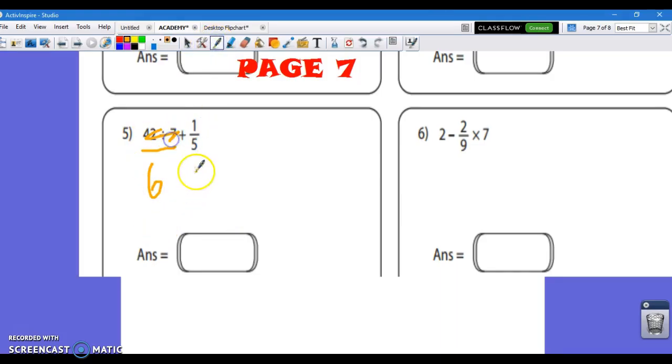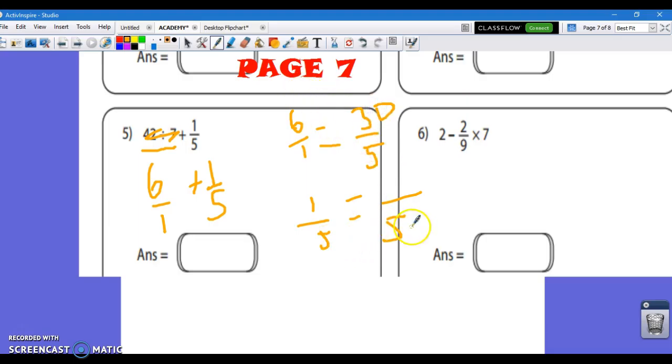Okay, so took that out. Now you have a plus 1/5. Now you got to do a matching bottom number thing, right? Okay. Matching bottom number will be 5. 1 will go into 5 5 times. 6 times 5, 30. 5 will go into 5 1 time. 1 times 1 is 1. And we're going to add them together. We have 31 over 5. But you know you can't leave it that way because it's improper.